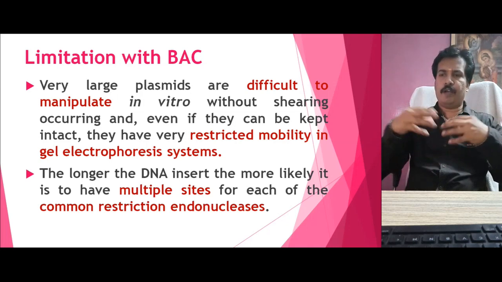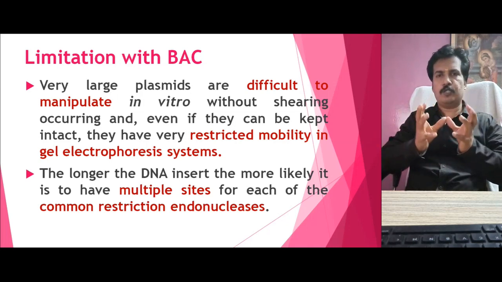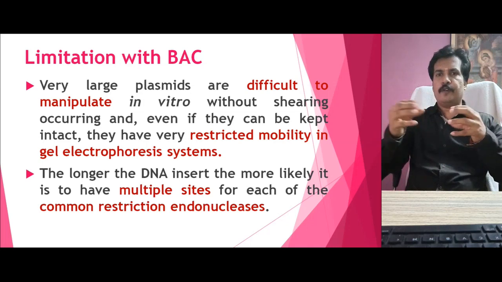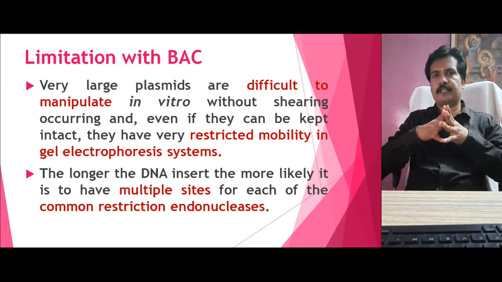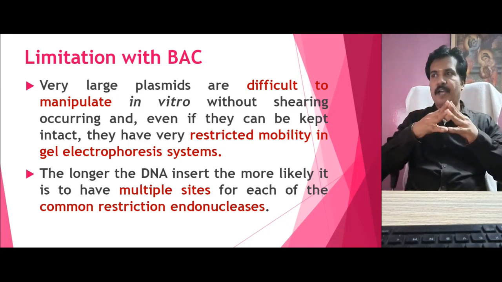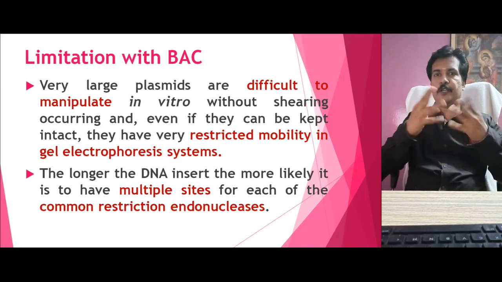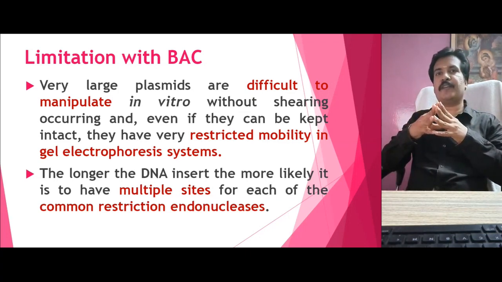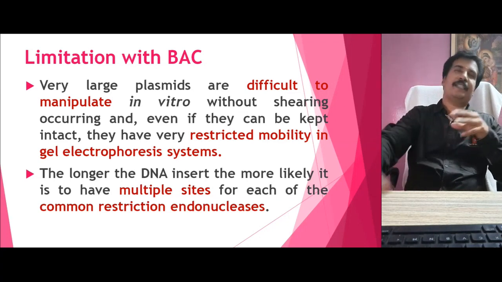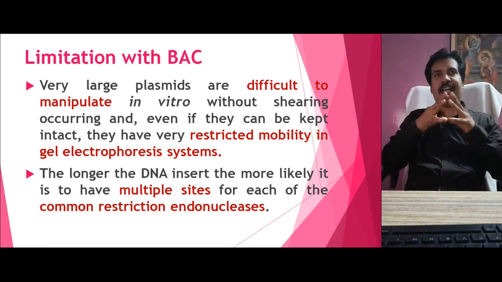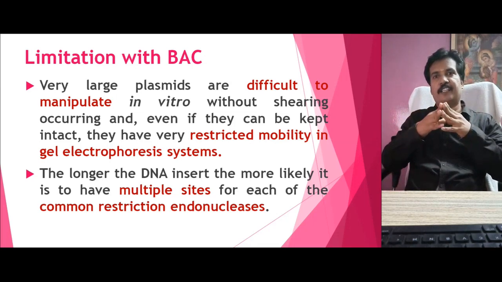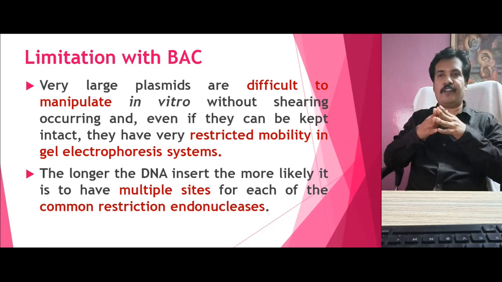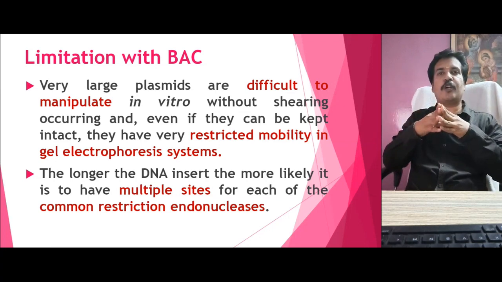And moreover, since it's a very huge chromosome, naturally it carries various restriction sites. So similar sites will be available at multiple places, so the common restriction endonucleases can act. That should be taken care of while working with the BAC. So this is the basic understanding about the BAC. BAC is one of the wonderful vectors that has been developed, and it helped a lot in the human genome project for effectively completing the project in a short duration.